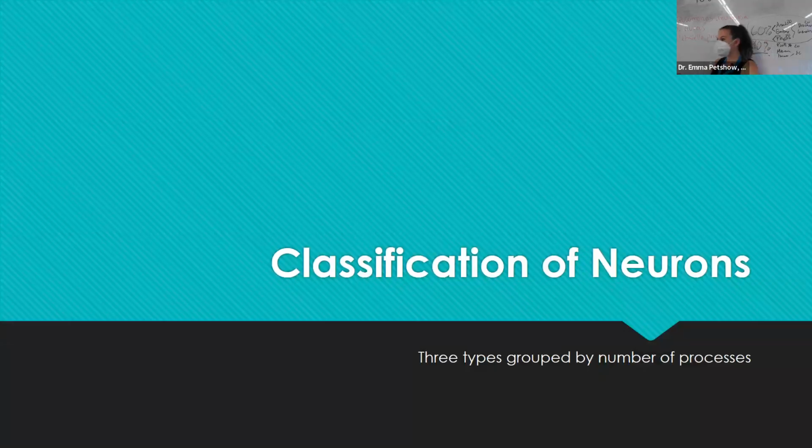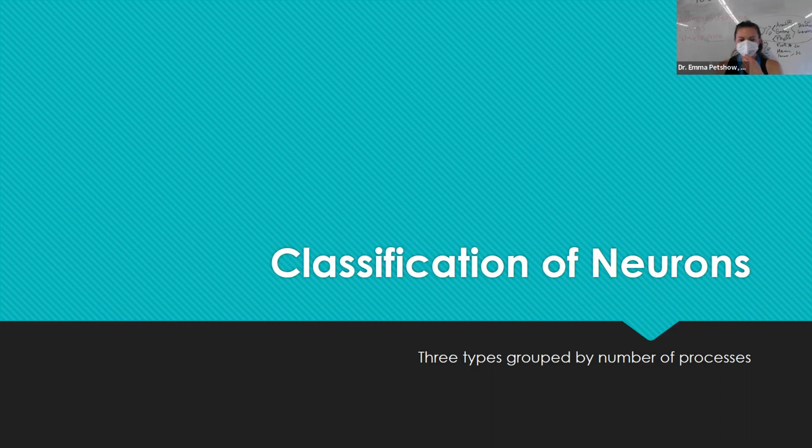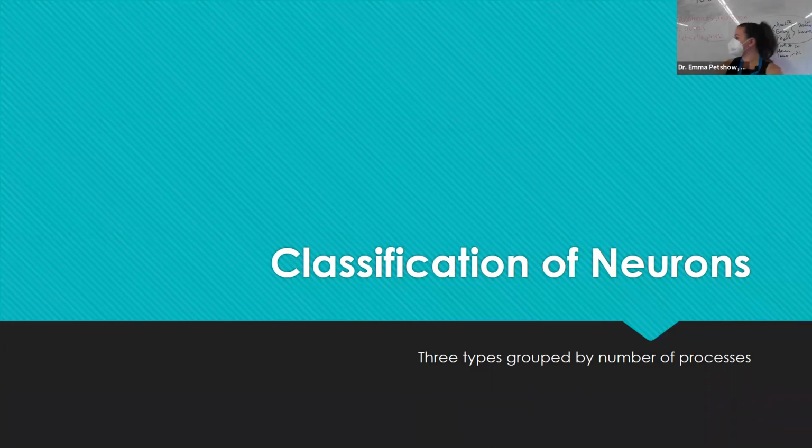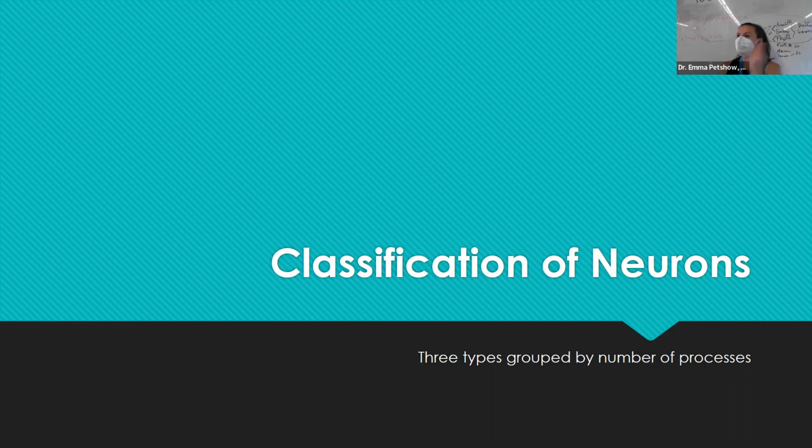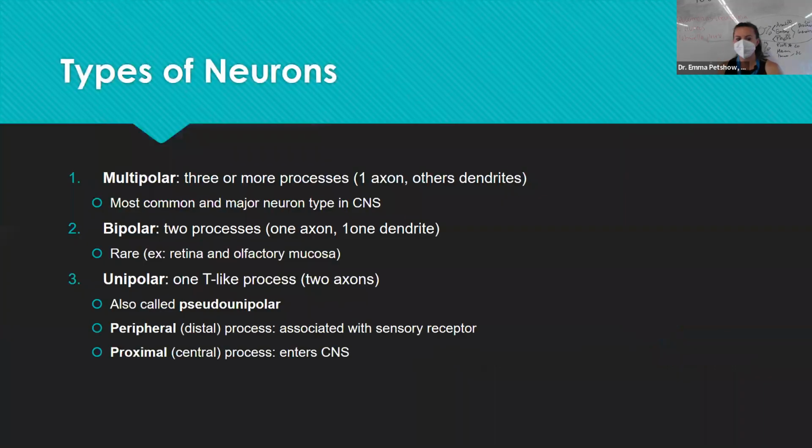So we talked about the general structure of a neuron, but there are specific types of neurons that we do need to keep in mind. We're going to think about classification of neurons as three main types that are grouped by how many processes they have. So we have multipolar, bipolar, and unipolar, and this is referring to neurons. Multipolar neurons have three or more processes, so one axon and multiple dendrites. Remember, each neuron typically just has one axon.